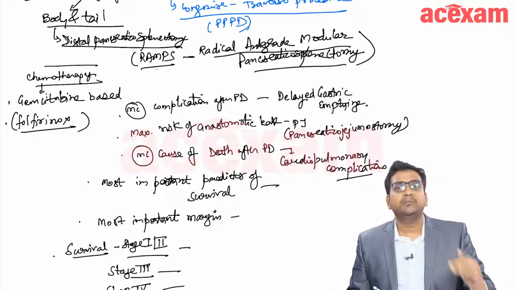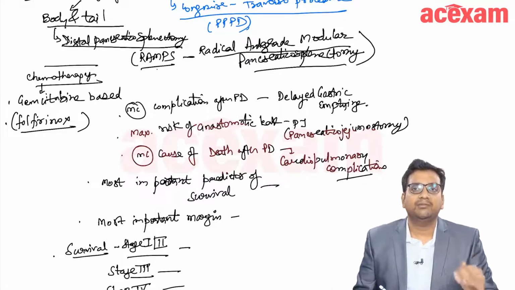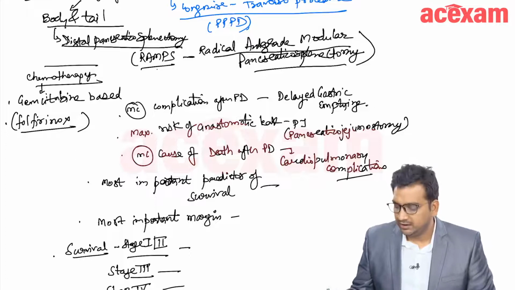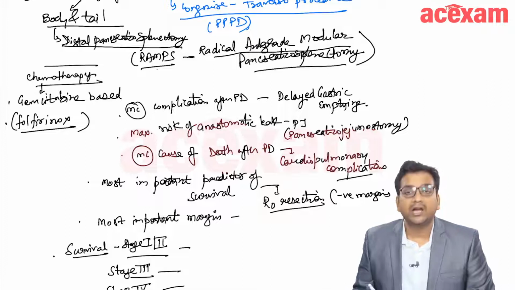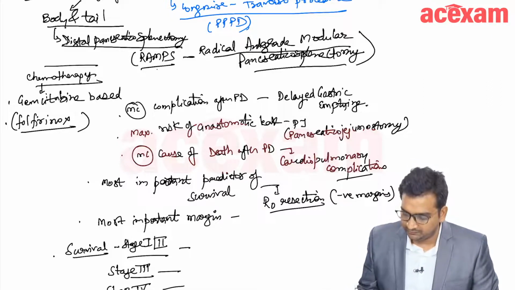What is the most important predictor of survival after surgery? It is R0 resection. R0 resection is actually resection with negative margins. R1 resection is resection with microscopic positive margin.